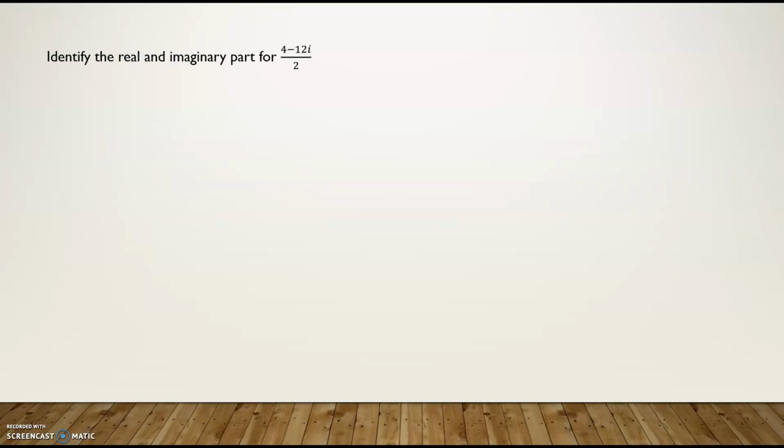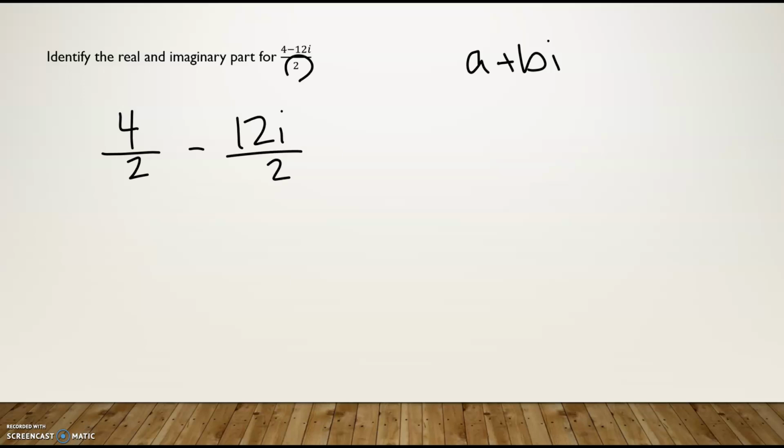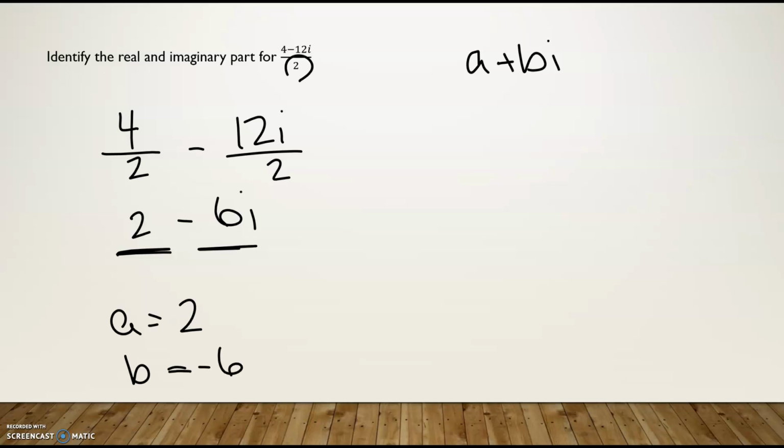Okay, now identify the real and the imaginary part. So we need this to be in a plus bi format, which it's not. So I need to take this 2 on the bottom and distribute to the first and to the second term. So 4 divided by 2 minus 12i divided by 2. So this will be 2 minus 6i. So the real part is 2 and the imaginary part is -6. So a is equal to 2, whereas b is equal to -6.